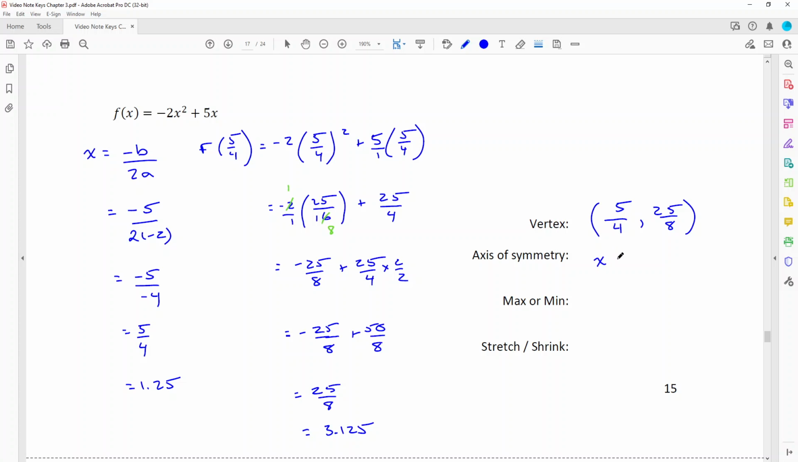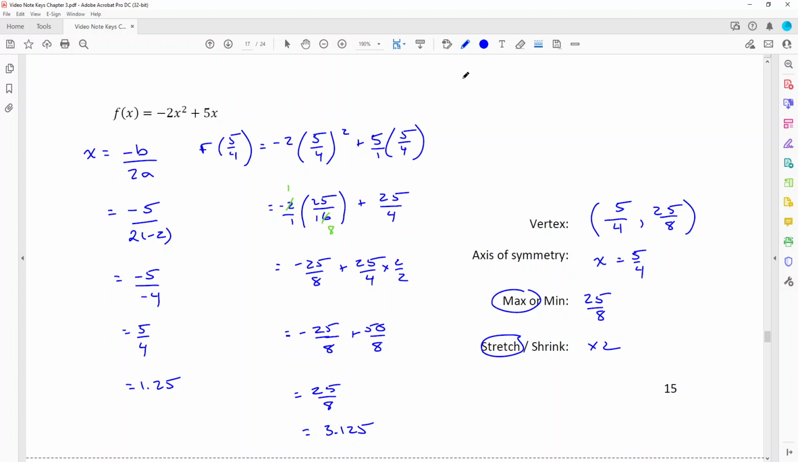The axis of symmetry is x equals 5/4. And this would be a max, because my graph is opening down, of 25/8. And it is stretched by 2. Cool. That is the end of this video.